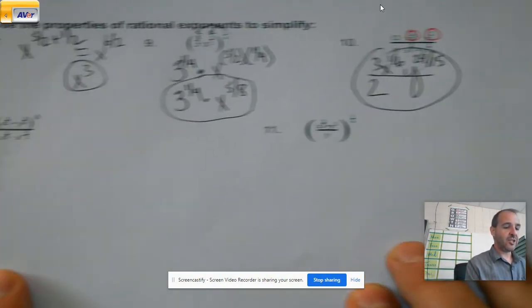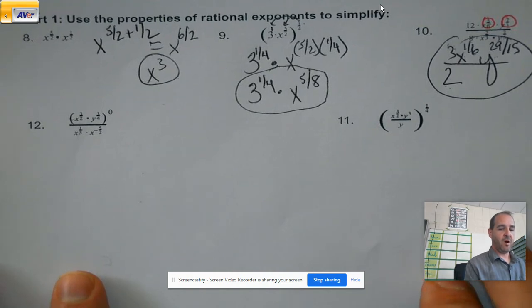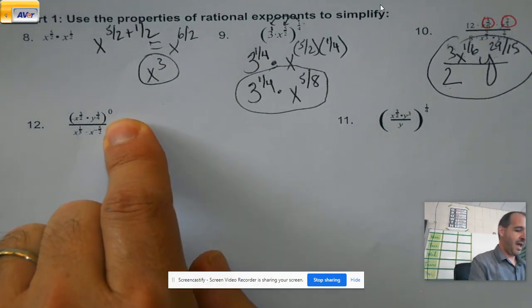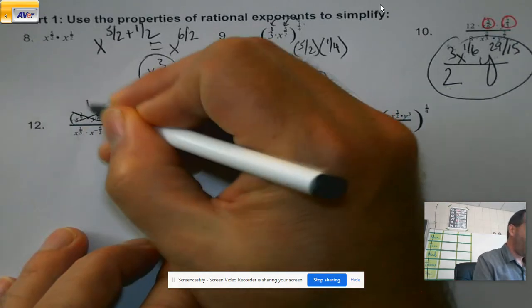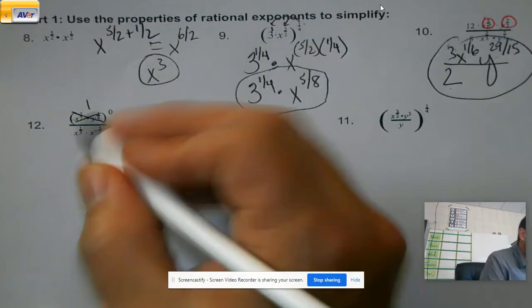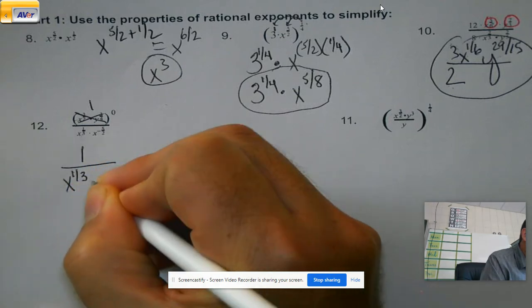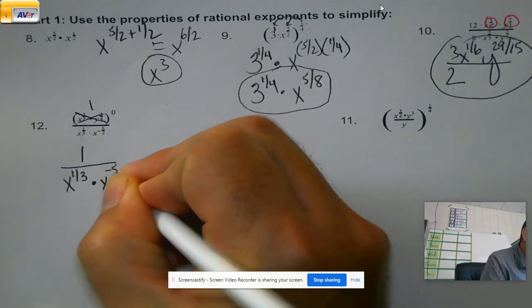So we're just kind of touching all the bases here. Oh, 0. What's anything to the 0 power again? Yeah, 1. So that whole big thing is 1. So let's see, what do we got? We got 1 over x to the 1/3 times x to the negative 5/2.